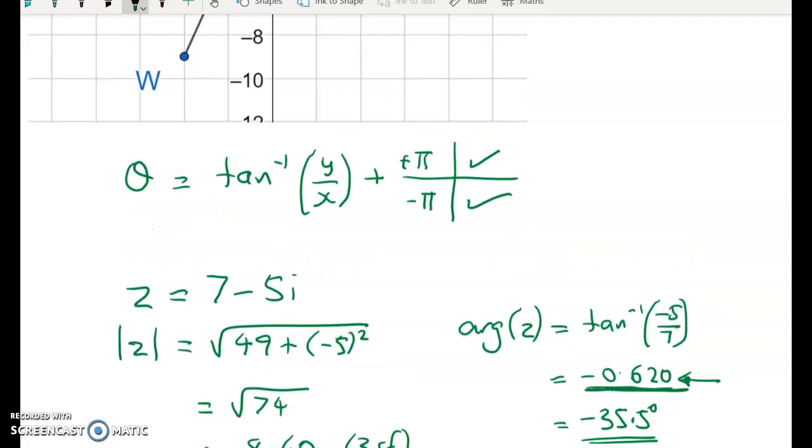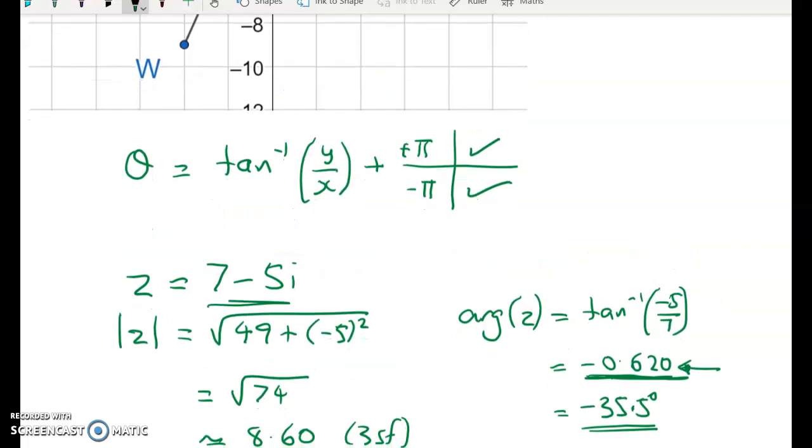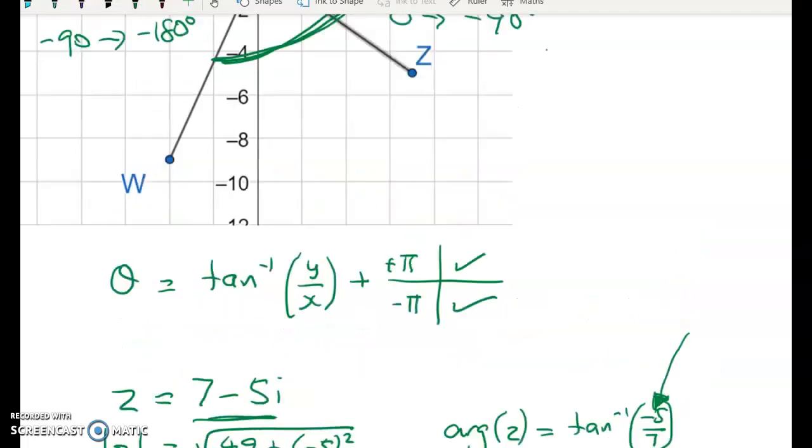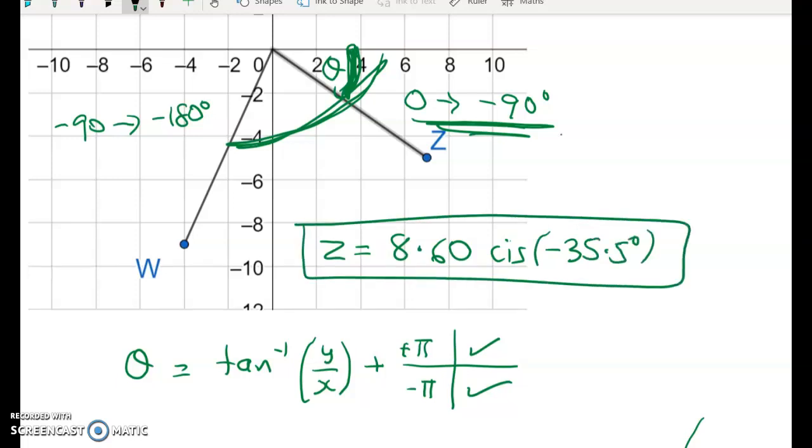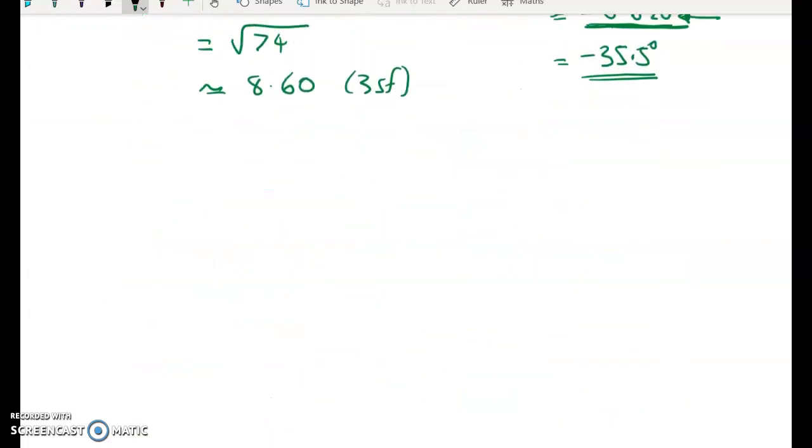So if you look at what's going on in here, when we put this into my calculator, the calculator is giving me the right answer for this one, right? We're in this quadrant down here. The number that we got out made complete sense. We got negative 35.5. So z here we can now write as z is equal to 8.60 times cis of negative 35.5 degrees. So that's that first one done. Now when we do the same thing for w, we're going to get a positive value out instead of the angle that we want to have in that range.